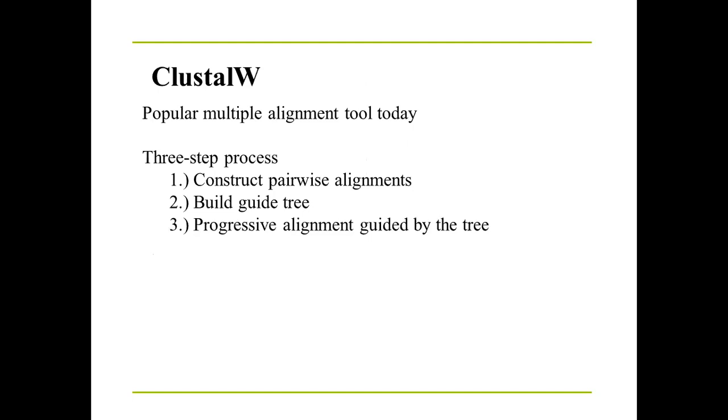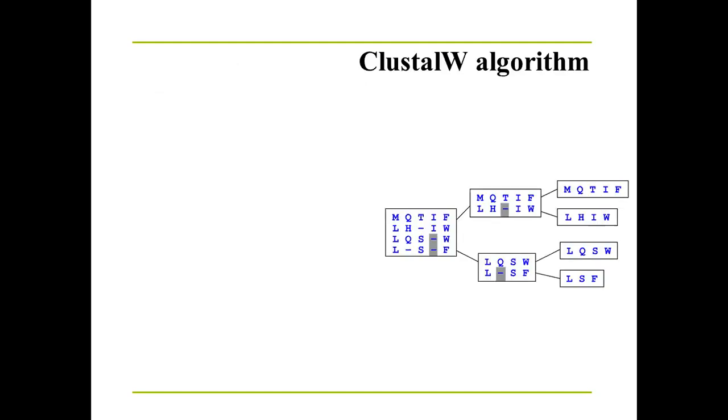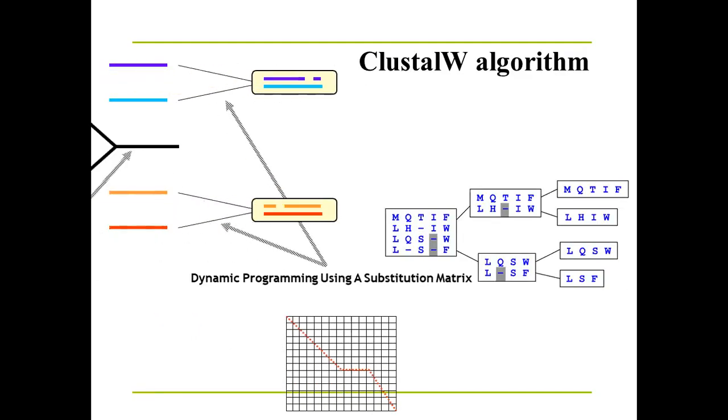So Clustal W is considered one of the most famous software for multiple sequence alignment, the most cited tool. Nowadays, it is also known as Clustal Omega. There are 3 steps for performing Clustal W: construct pairwise alignment first, then build a guide tree, and then progressive alignment guided by the tree. So here we have a Clustal W algorithm.